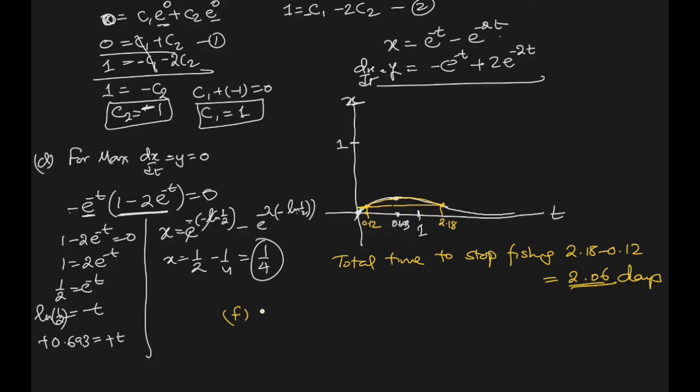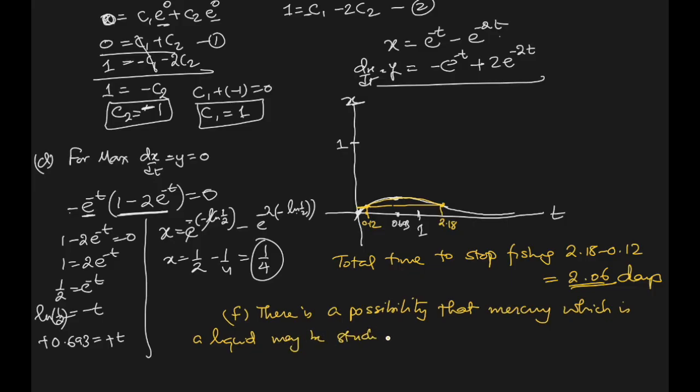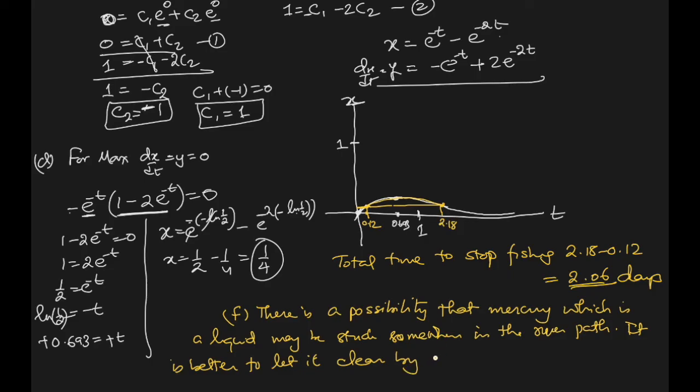So we can write here: there is a possibility that mercury, which is a liquid, may be stuck somewhere in the river path, so it is better to let it clear by stopping the fishing for 10% more time.